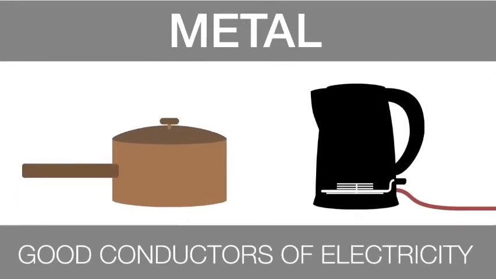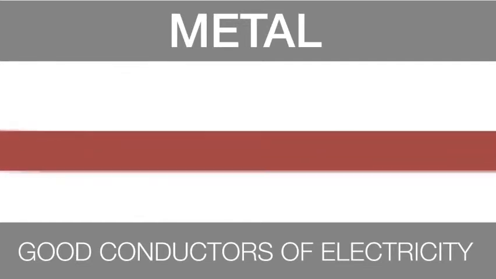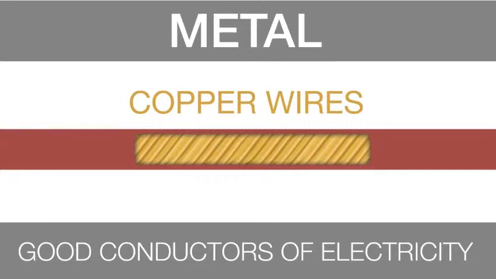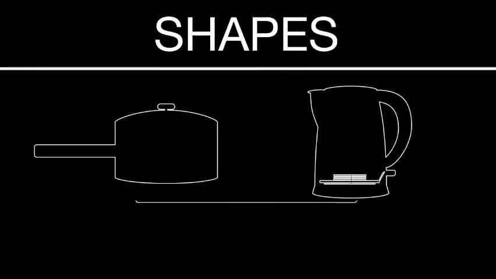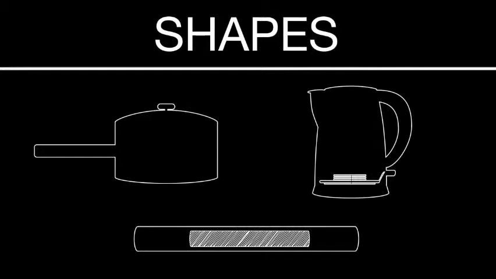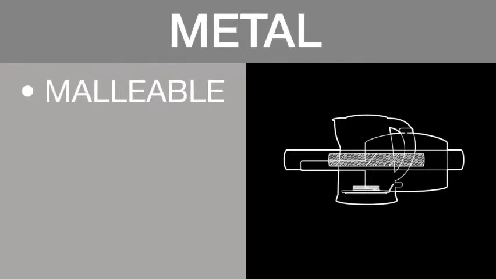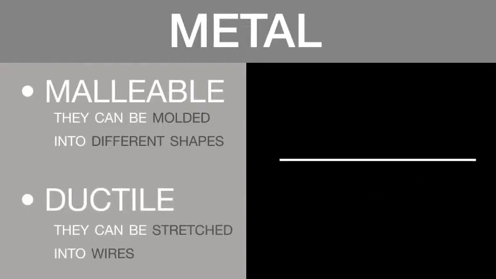Metals are also good conductors of electricity. The wire connecting your kettle to the electrical socket is actually made of many copper wires, insulated with a layer of rubber. Think about the shapes of the everyday objects we described: the pot, the heating element inside the kettle, and the copper wires. Notice that they are very different. Metals are malleable. This means that they can be molded into different shapes. Metals are very ductile. This means that they can be stretched into wires.